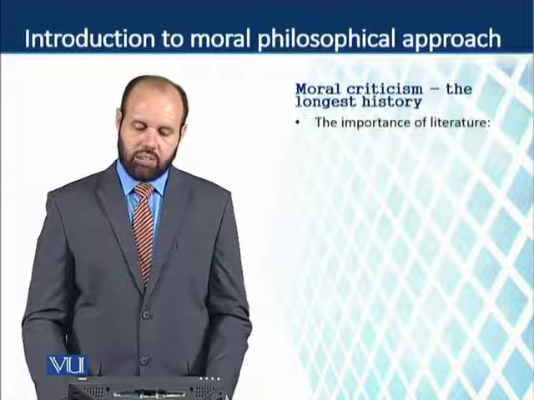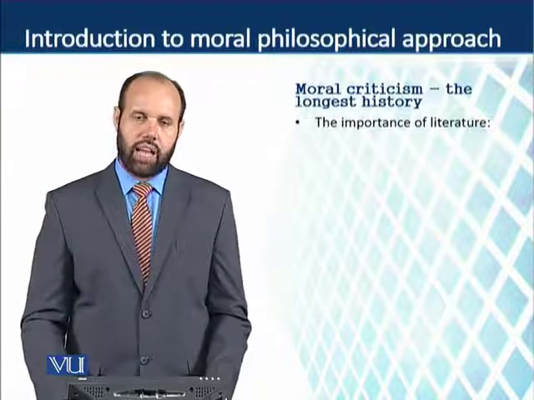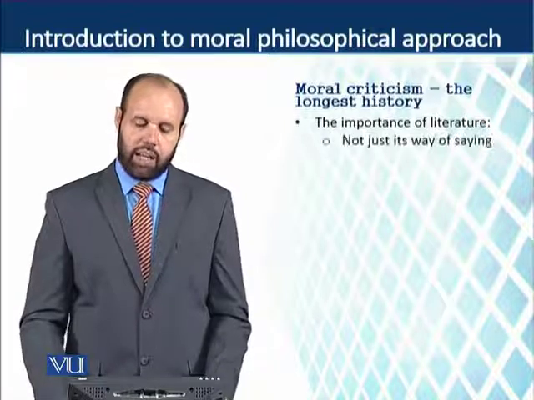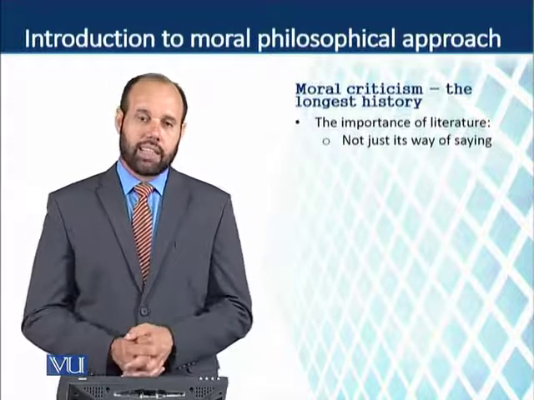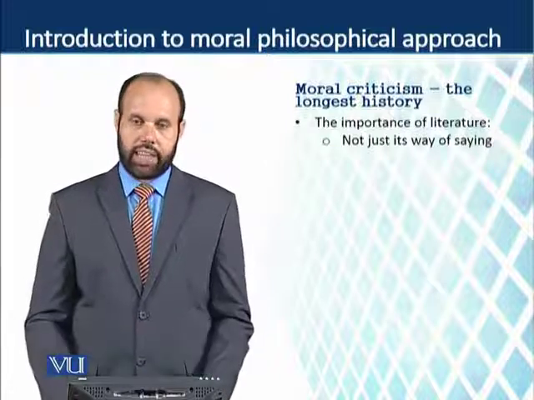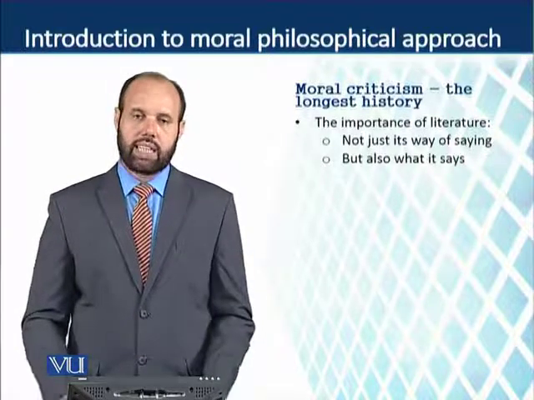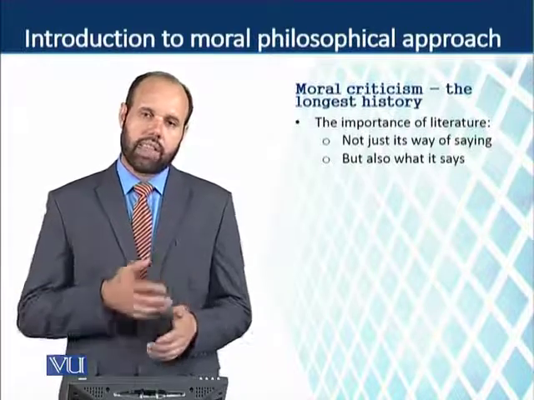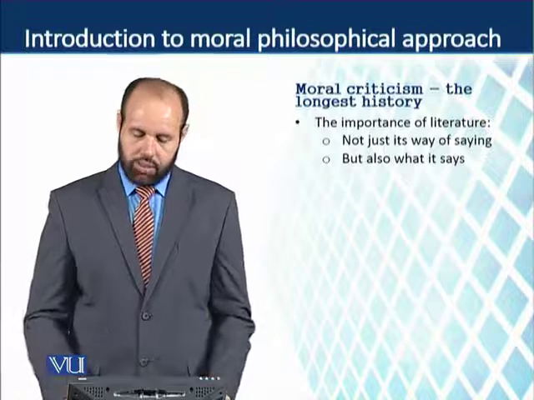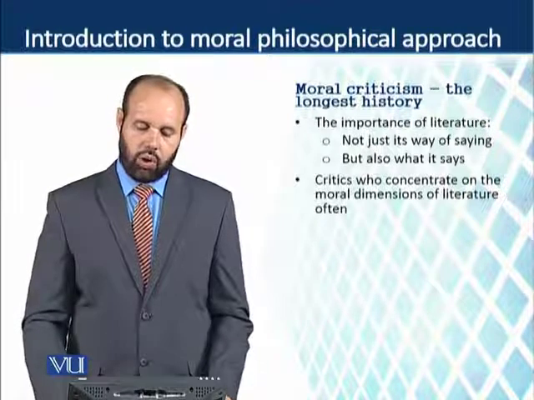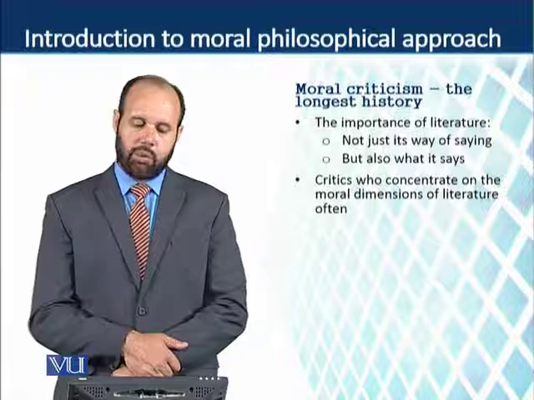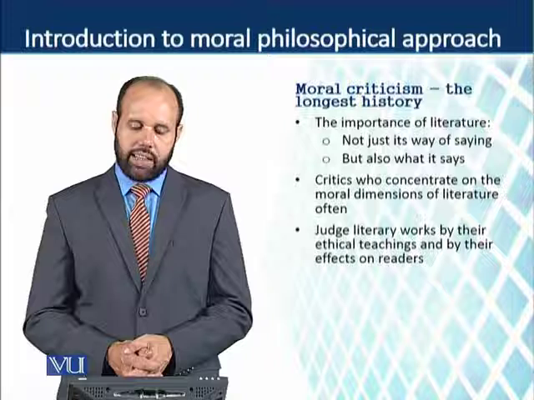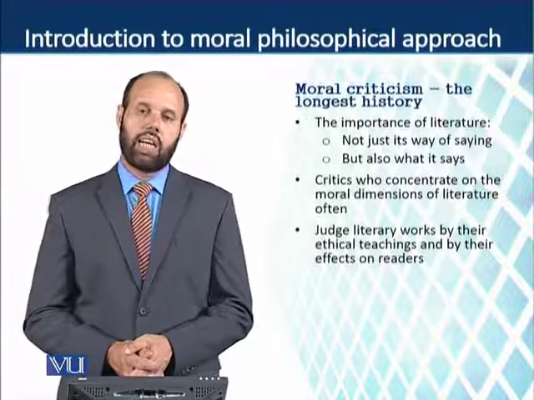So this kind of moral criticism has a long history, and rather that is the longest history in the history of criticism. And the importance of literature is considered not just its way of saying, but also what it says, right? So the content and the form of saying, both the substance and the form, are considered very effective for the didactic role, right? So critics who concentrate on the moral dimensions of literature often judge literary works by their ethical teachings and by their effects on readers, right?